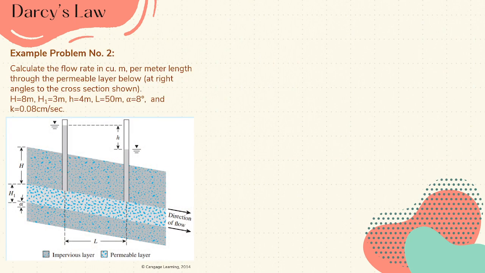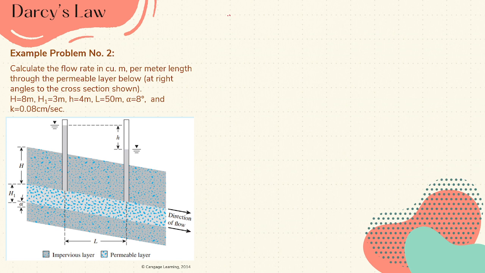So another example, we are asked to calculate the flow rate in cubic meters per meter length through the permeable layer shown. So H is equal to 8 meters, h sub 1 is 3 meters, small letter h is 4 meters, and the length L is equal to 50 meters, and alpha is 8 degrees, while the coefficient of permeability is 0.08 centimeters per second.